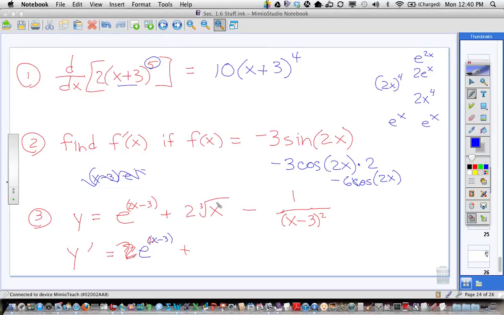How do we have to write this first? That's x to the 1/3 power. Now we can bring the 1/3 down in front, which gives us 2/3 x to the -2/3, because you'd have 1/3 take away 1, 1/3 take away 3/3, which is -2/3. All right, and here we have minus, and then how do you write this?